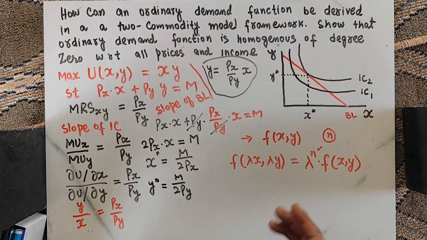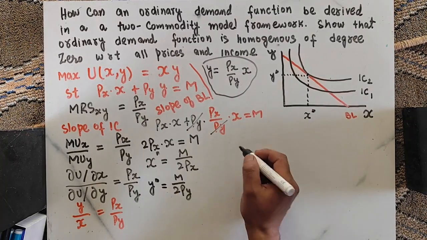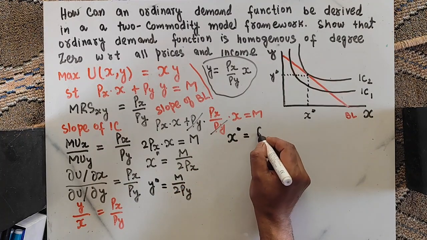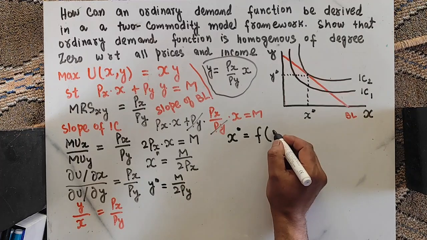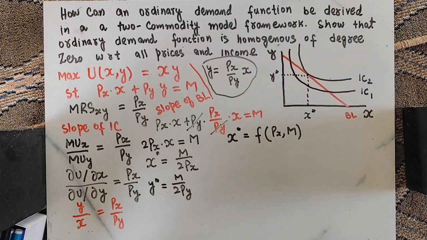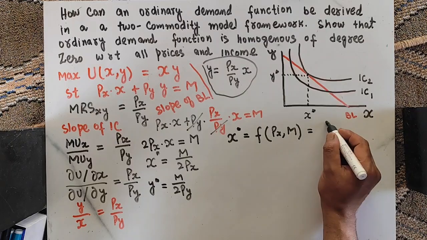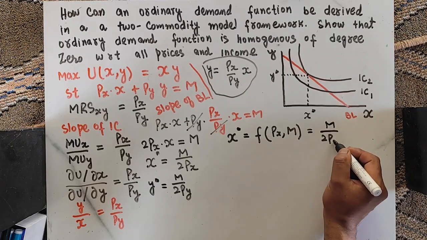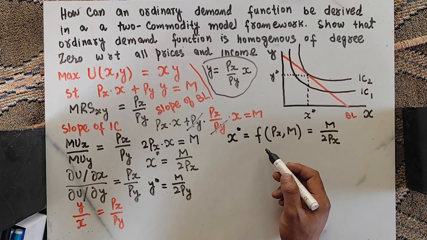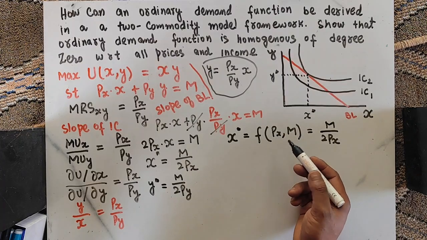Okay, so in this context, what we are being given, let us rewrite it here. So let us take this function x star. Here you can see it's a function of prices and income, that is px and income, which in fact is equal to m upon 2px. Now to prove it is homogeneous of degree 0, we multiply each input, here the inputs are prices and income, by a factor lambda, let us say.